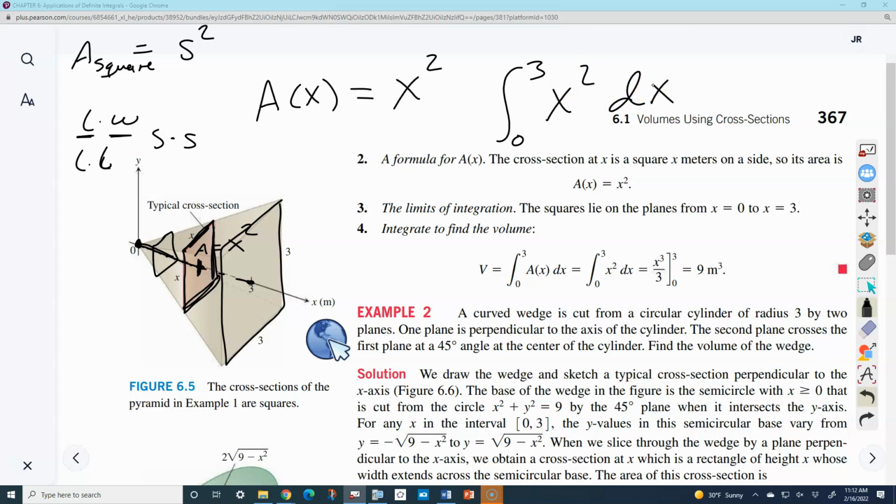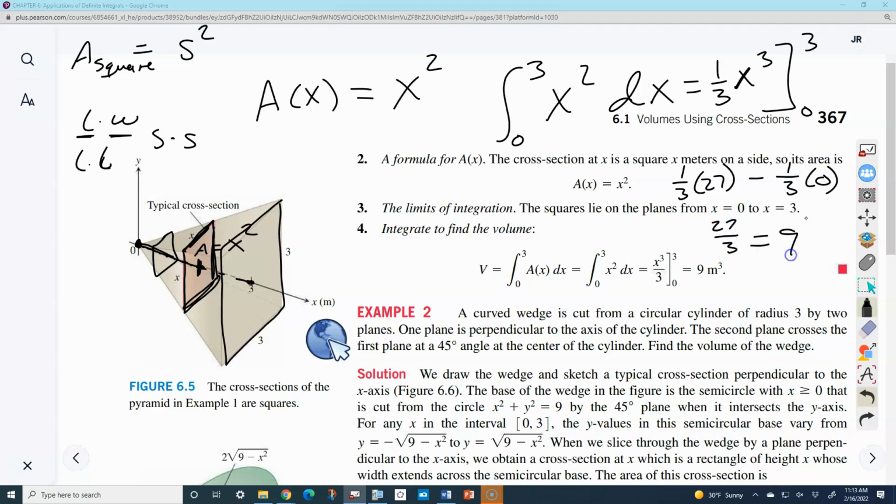And so all we have to do is integrate that using the power rule, as we know how to do. That's going to be raise it up by 1, that's x cubed, and then divide it by the new exponent, so 1/3 x cubed, or x cubed over 3, whatever you want to say. And that's from 0 to 3. So plug 3 in, we get 1/3 times 27 minus 1/3 times 0. So that's going to be 27 over 3, which equals 9. 9 units cubed, or 9 meters cubed if the units are meters here.